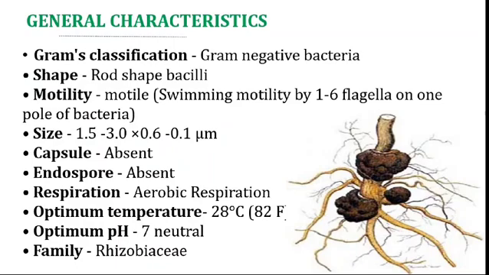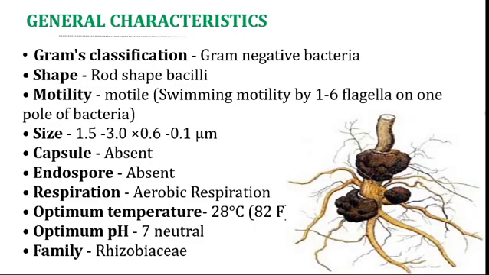It's a gram-negative, rod-shaped bacillus, and it shows swimming motility by 1 to 6 flagella on one pole of the bacteria. Its size is 1.5 to 3 by 0.6 to 1.0 μm, which is micrometer. The capsule is absent. The endospore is also absent.